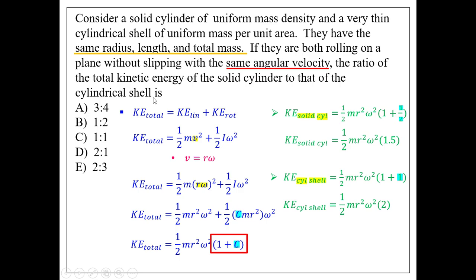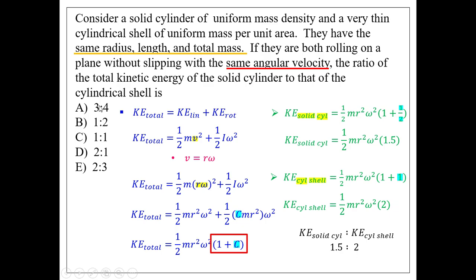Now, it wants the ratio between the two energies. So I'm just going to make this statement: KE solid cylinder to KE cylindrical shell. Well, what is KE solid cylinder? The only thing that's going to matter is this right here, the 1.5 and the 2, because both of these terms have a 1/2 mr squared omega squared, which means they'll cancel out. So ultimately, I can just say that it's 1.5 to 2.